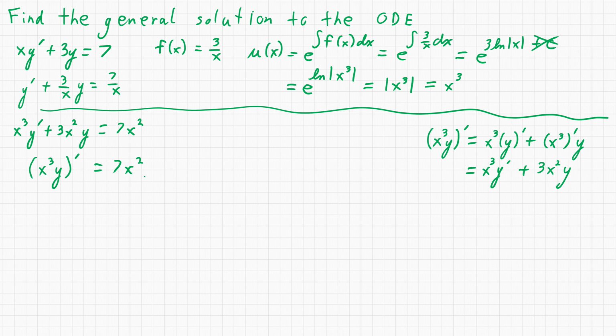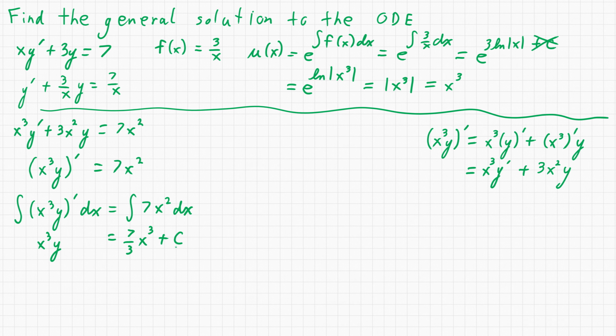All right, so next up, we're going to integrate both sides. So the indefinite integral of x cubed y, whole thing prime, dx equals the indefinite integral of 7x squared dx. On this side, the derivative and the integral cancel. So x cubed y equals, for the integral of 7x squared, the 7 will stick around, and the integral of x squared is x cubed over 3, so we'll end up with 7 thirds x cubed. And then don't forget the constant of integration.